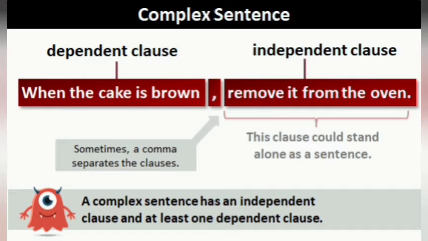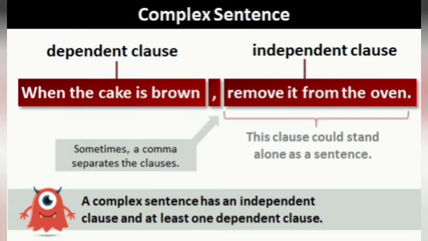Like, the first one that is written: when the cake is browned, remove it from the oven. It's a complete complex sentence. See, when the cake is browned, it is not giving us the complete information, so this is the dependent clause. And remove it from the oven, this is the independent clause, because this clause has the complete meaning, so it is playing the role of the independent clause.